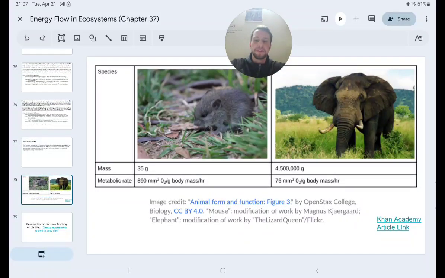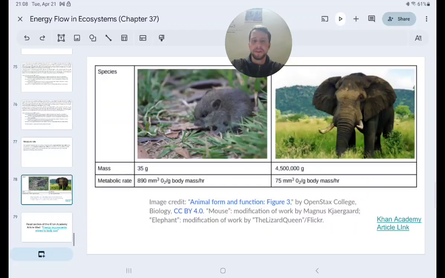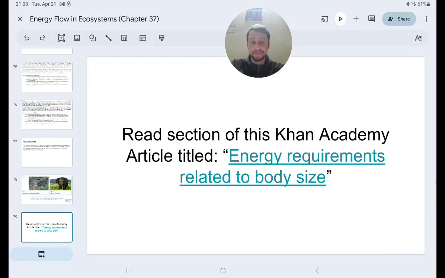Okay, and another fun fact is that smaller organisms have a way higher metabolic rate per body mass than larger organisms. Why? Well, we don't really know, but I want you to read this article, which will tell you that we don't really know why, but gives you a general synopsis of some ideas. We also talk about this a little bit in physics, how it might be related to surface area versus volume of smaller versus larger organisms, but it's still up for debate.